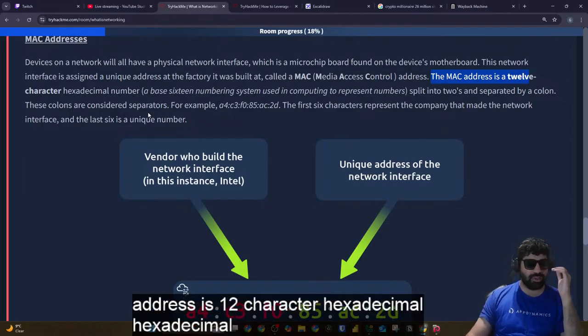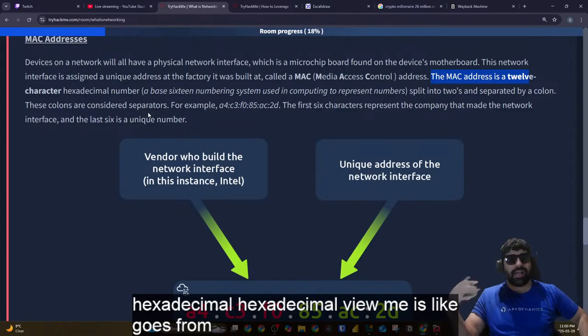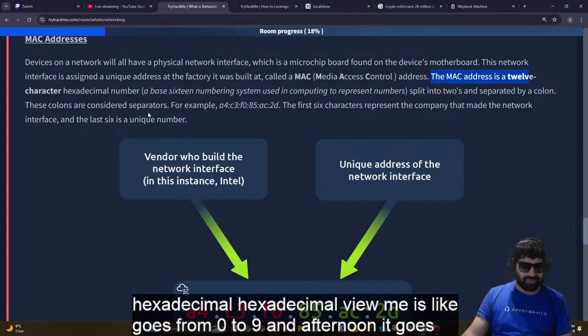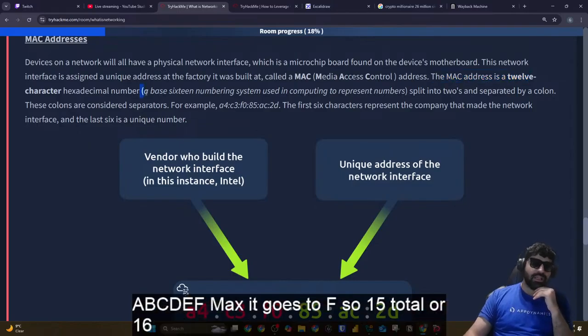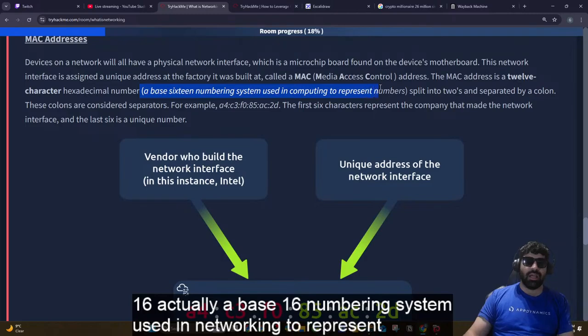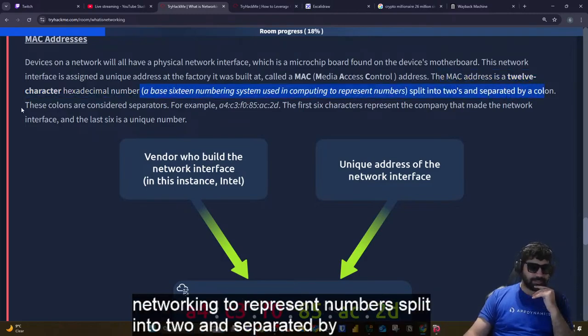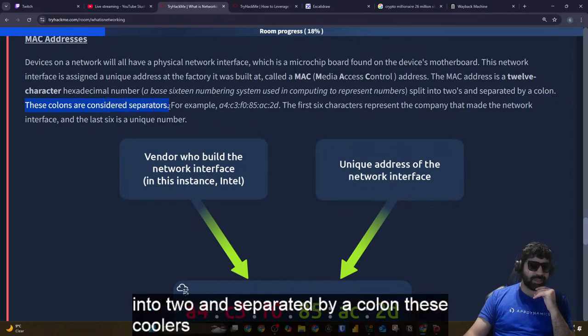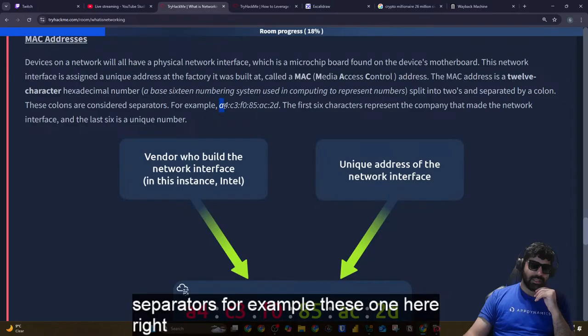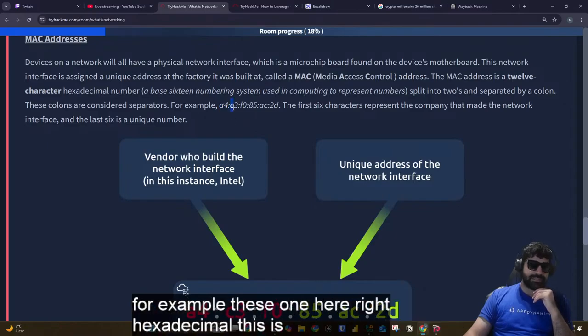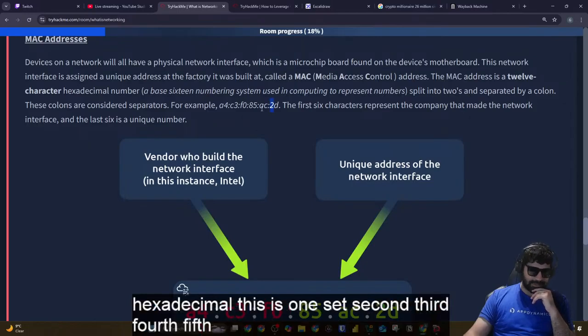Hexadecimal means it goes from 0 to 9, and after 9 it goes A, B, C, D, E, F. The max is F, so 16 values in total. It's a base 16 numbering system used in networking to represent numbers, split into pairs and separated by a colon. These colons are considered separators. For example, this one here: this is one set, second, third, fourth, fifth, and sixth.